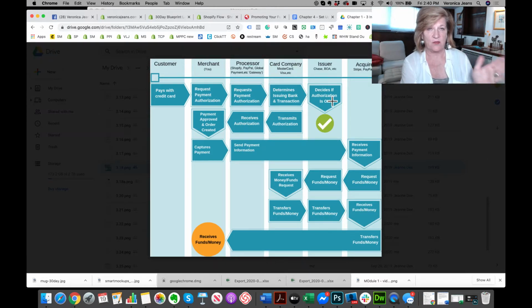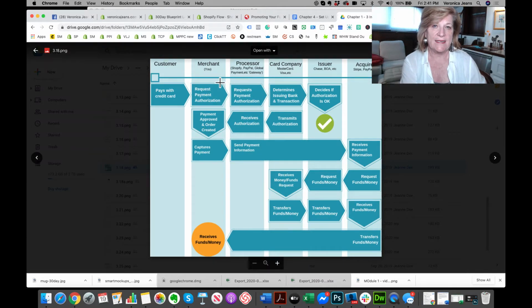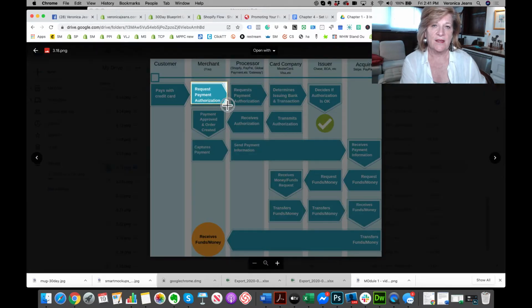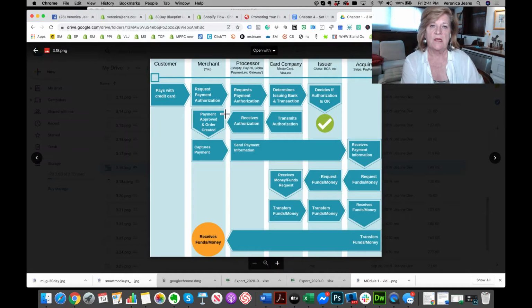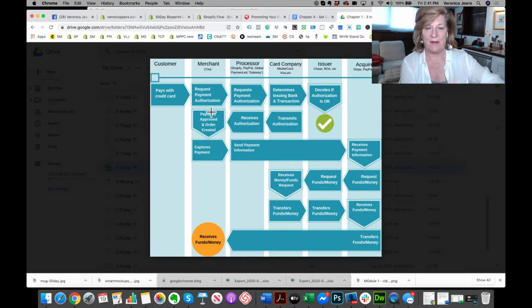It doesn't matter whether it's debit or credit, okay? Then they approve the authorization. Then it comes all the way back to your store, right? And here the payment is approved and the order is created. So you determine whether it's going to be automatic or whether you're going to do it manually. If this is automatic, it goes through and you don't have to make any decision. If it's not automatic, if you are stopping it right here, then the payment is not going to go through unless you actually push the button.